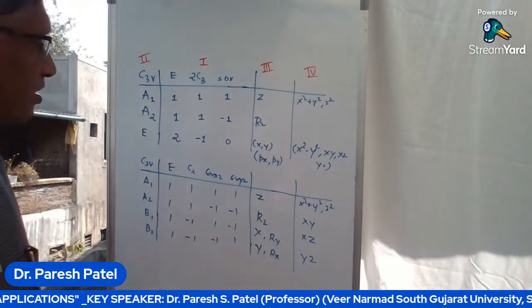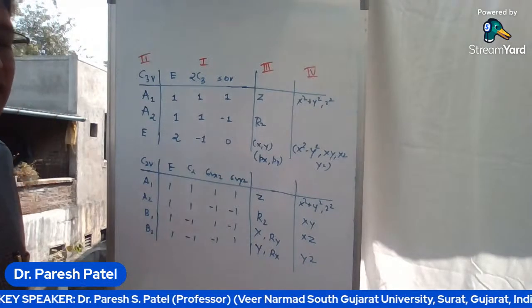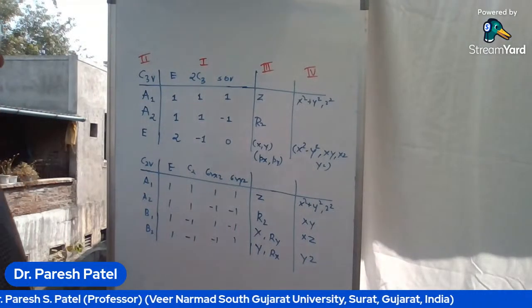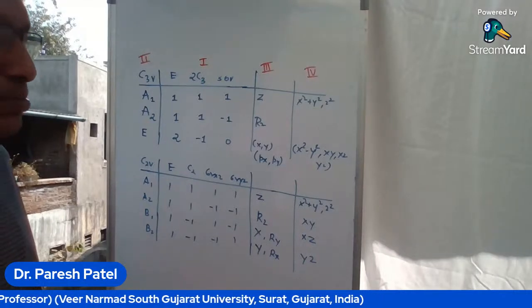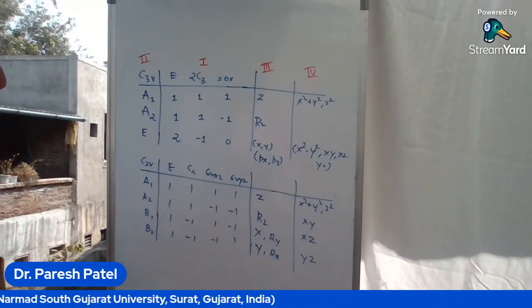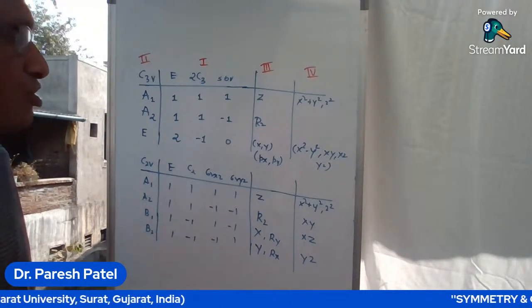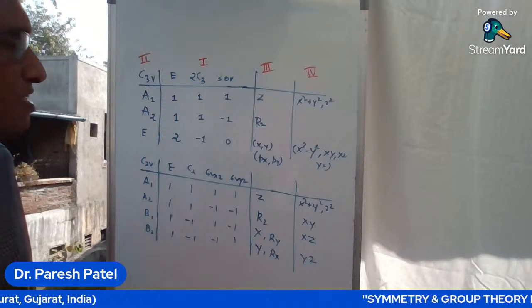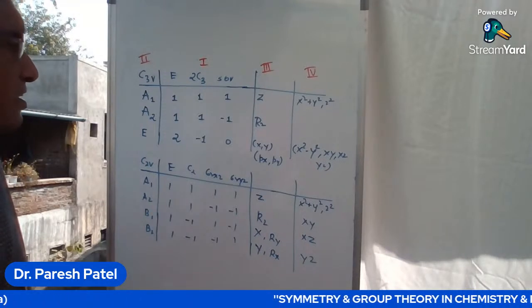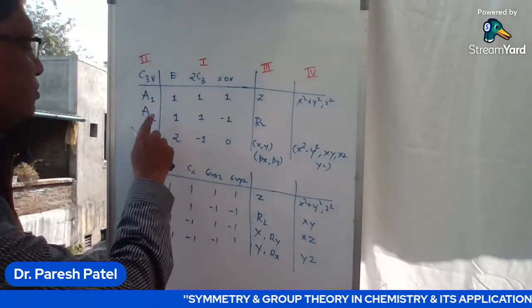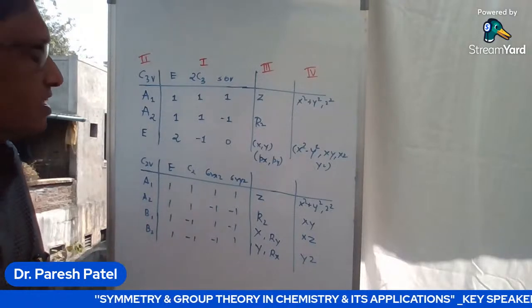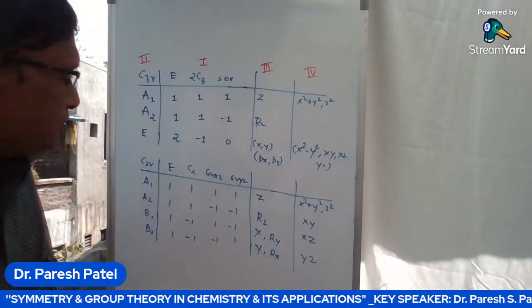Then, if C2 is present as a subsidiary axis perpendicular to the main principal axis and the character of that representation is +1, then subscript 1 can be used. Otherwise, if it is -1, then subscript 2 can be used.